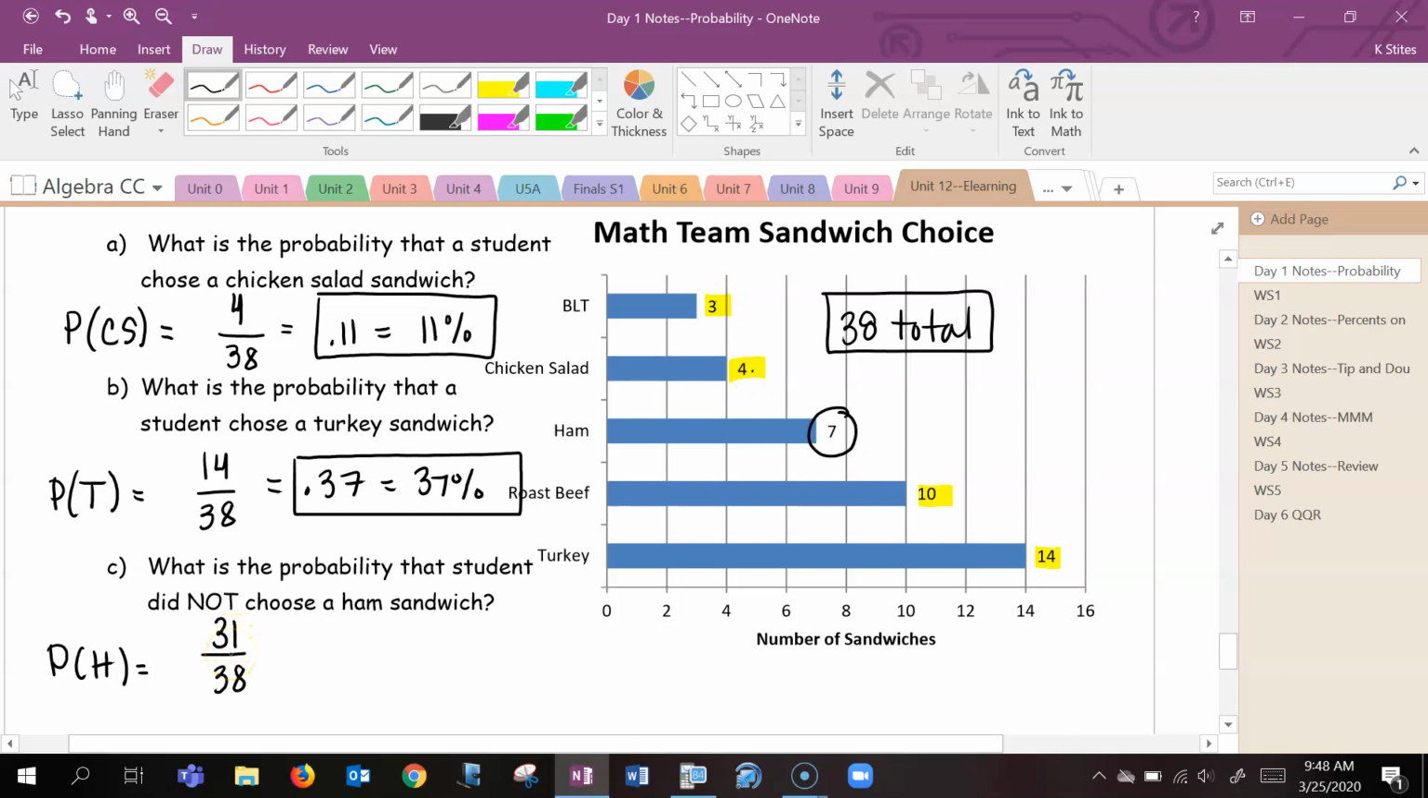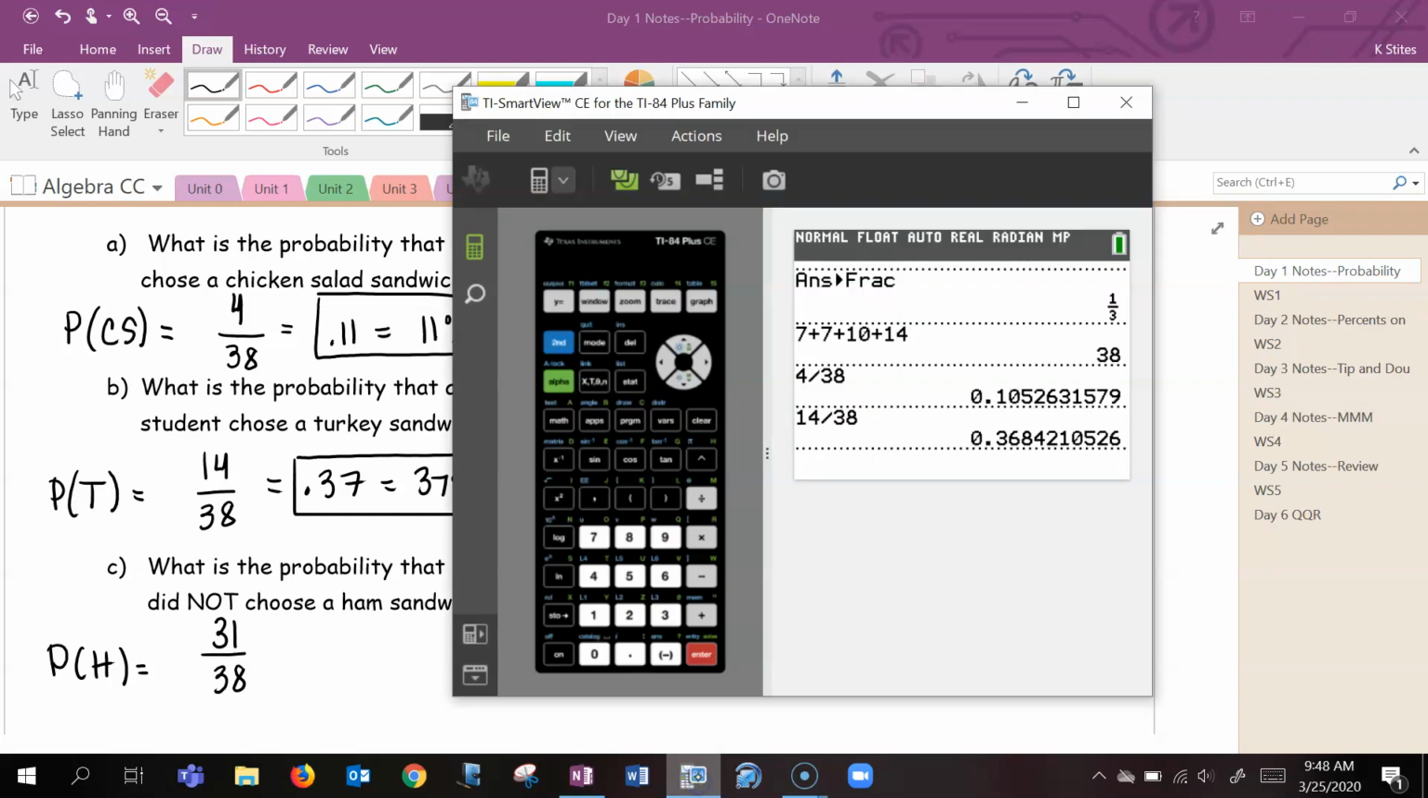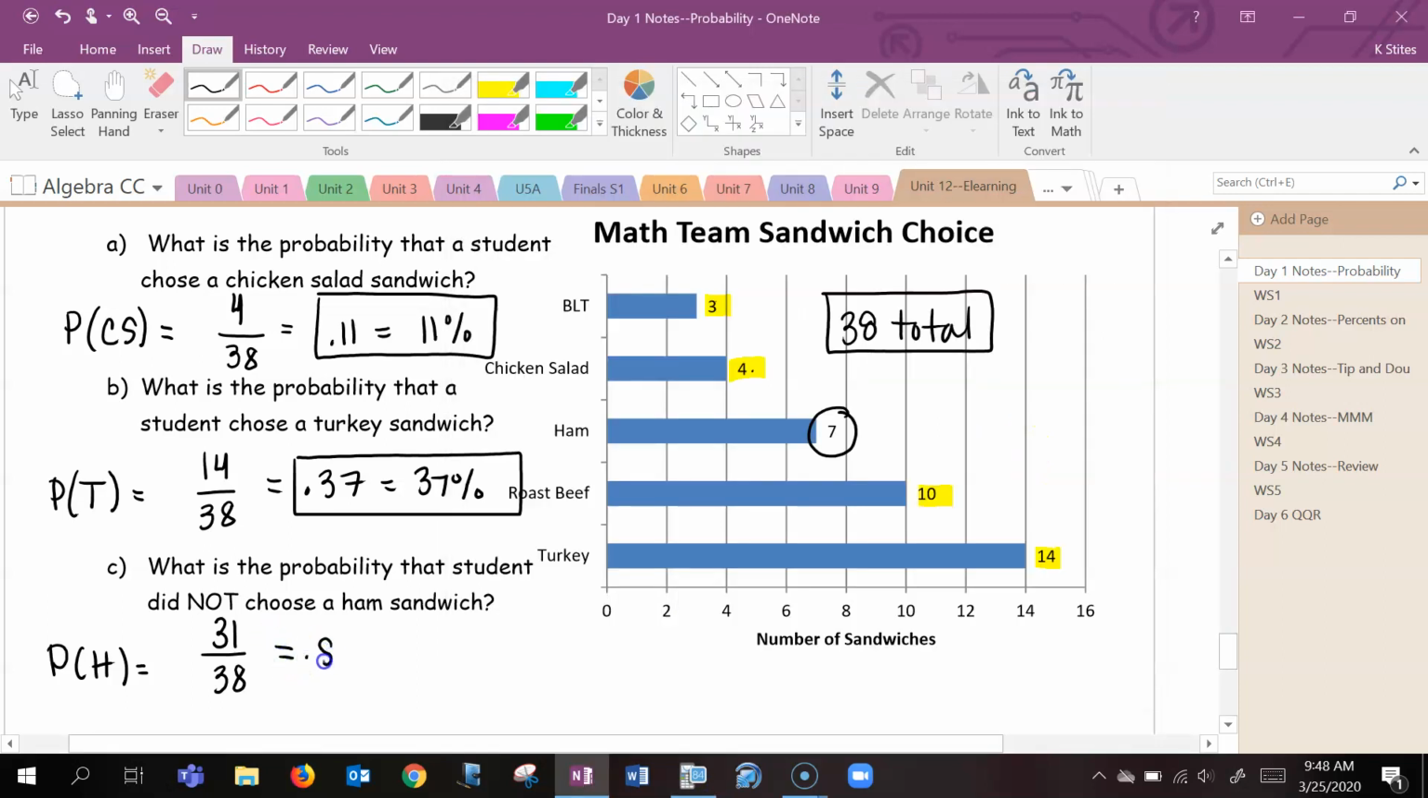But something that you might have done instead was you might have said, oh, well, there are 38 total sandwiches, and I don't want the ham ones, so I'm just going to take 38 minus 7, and that also gives you 31. Okay. So I'll divide that. And that's going to be a 0.82, which is 82%.